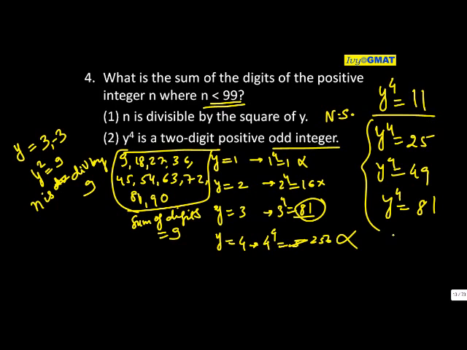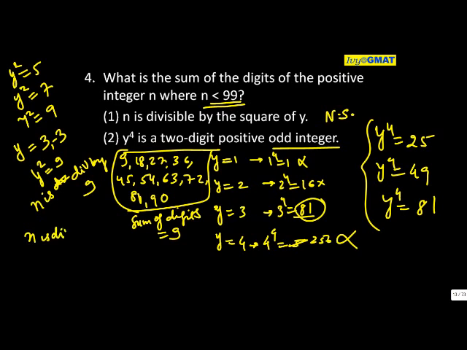So if y to the power 4 is 25, what would have been y square? Okay, forget these. Can I say these three numbers qualify for sure? Now y square could be 5, take the square root, or y square could be 7, or y square could be 9. Now I can say n is divisible by 5 or 7 or 9.